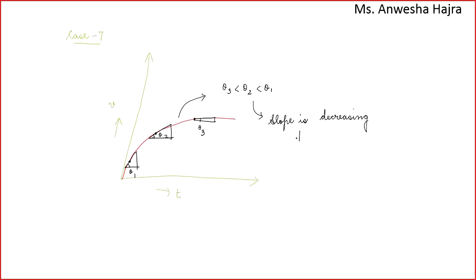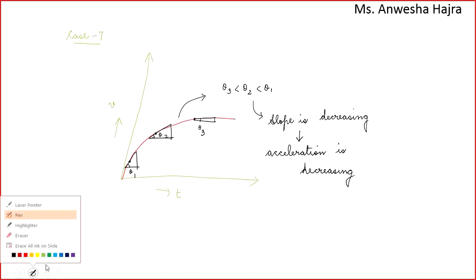What does the slope give us? Acceleration. So we can say acceleration is decreasing. Now here children make a mistake. What is the mistake you make over here? Very often children say, here velocity is decreasing. Children, it is wrong. You see velocity is increasing.